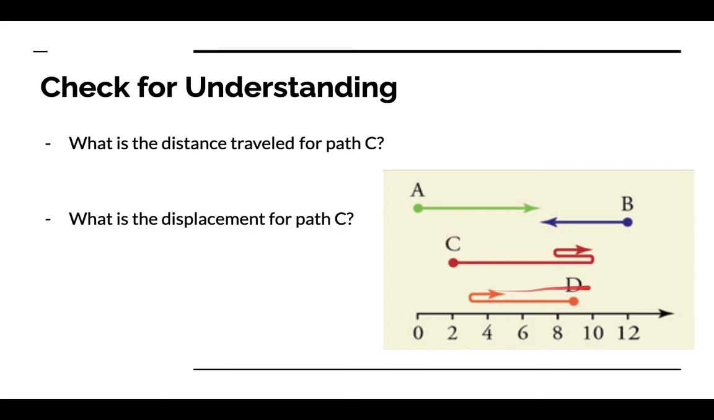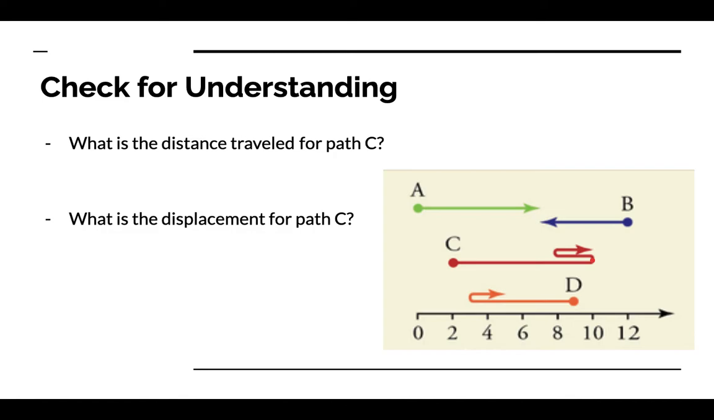So we're going to go from 2 meters to 10 meters, okay? That means our final position, 10 meters, is going to be subtracted by 2 meters, our initial position. So our overall change in position is going to be 8 meters, the difference between 10 and 2. All right, so we're going to end up 8 meters to the right of where we started.